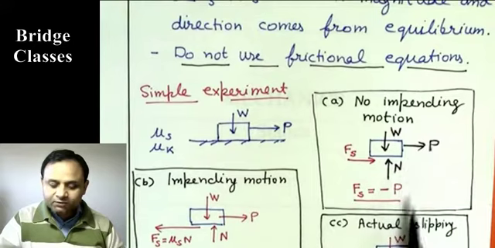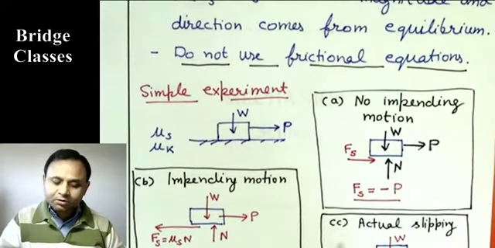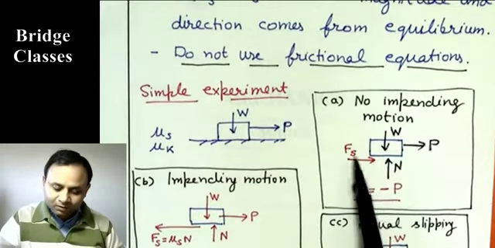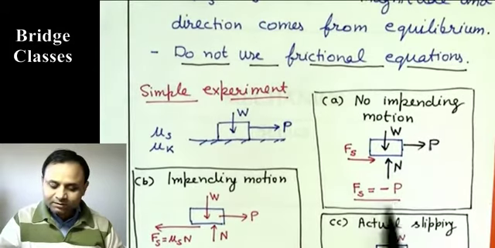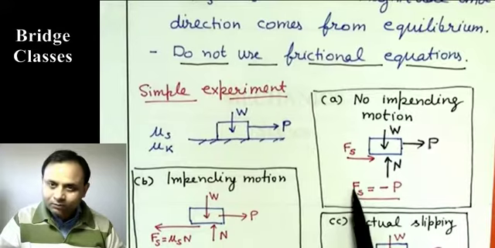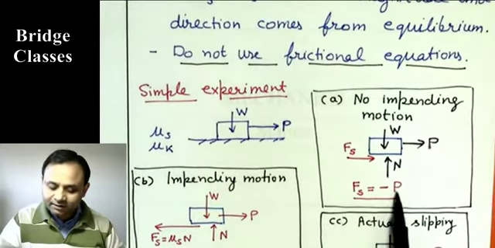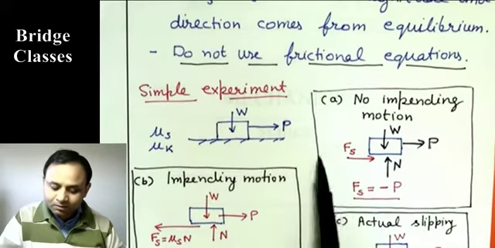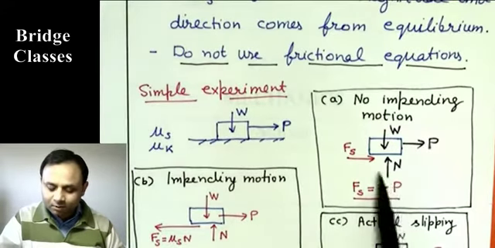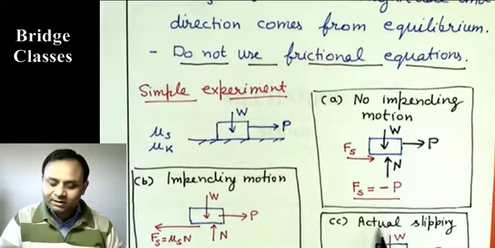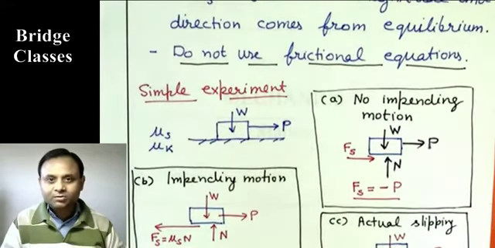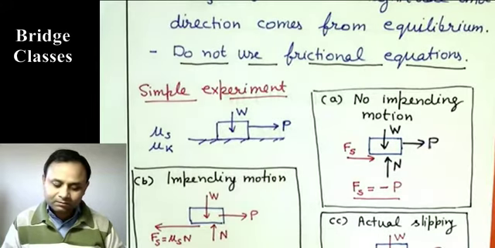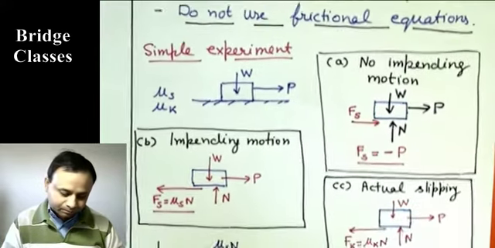Now when we write the equilibrium equation for this body, because the body is actually under equilibrium, you get Fs equals negative P by force balance in this direction. So the magnitude of static friction is P, and we got this negative sign, so it actually acts in the opposite direction. So you see, we got its magnitude and direction just by equilibrium on the body, not by using the frictional equation. So that is with no impending motion.